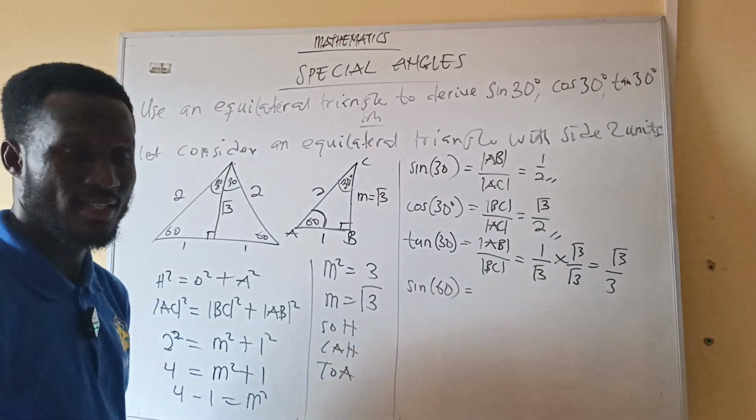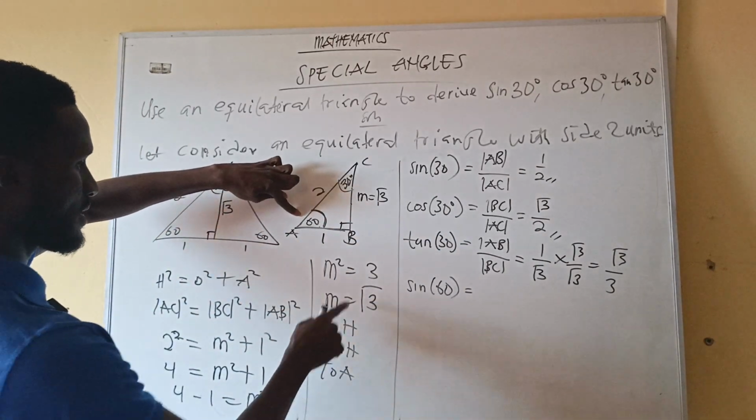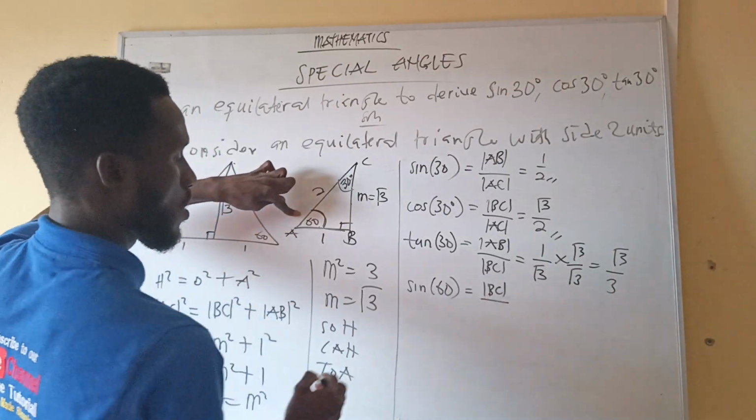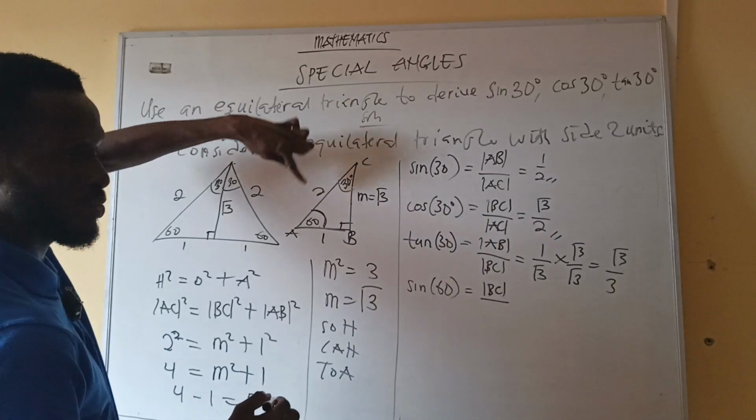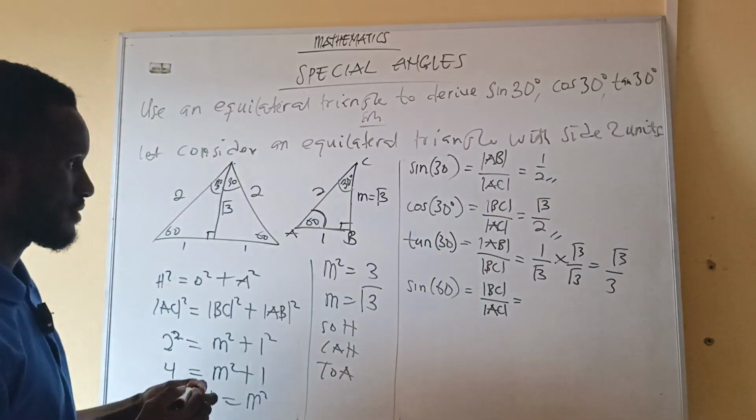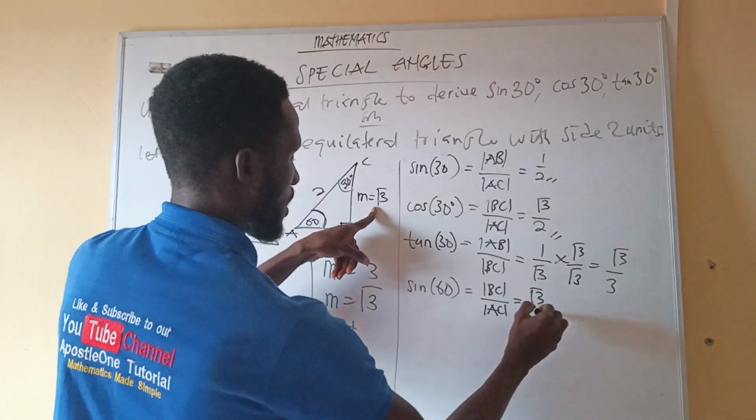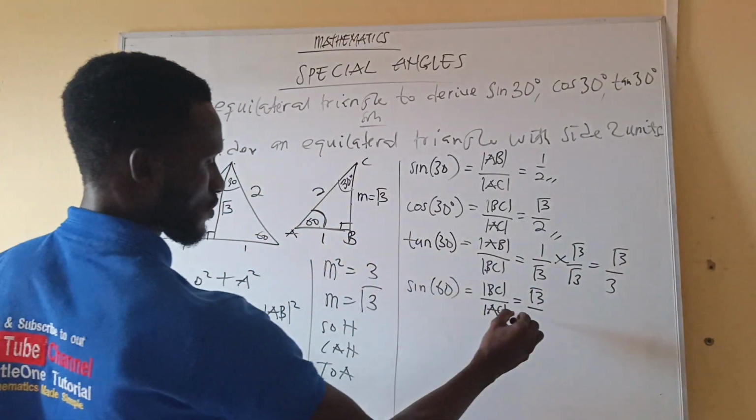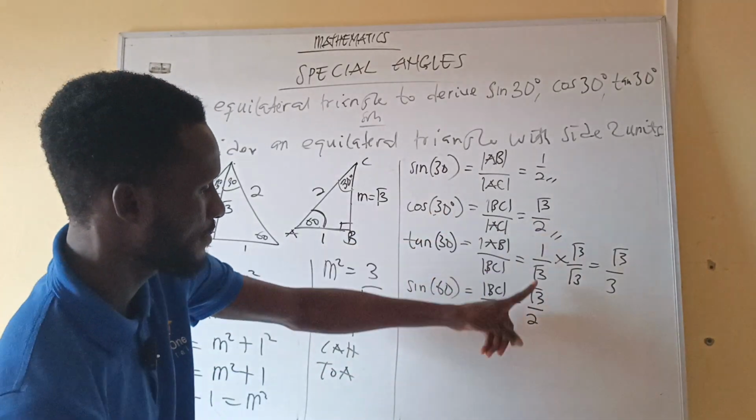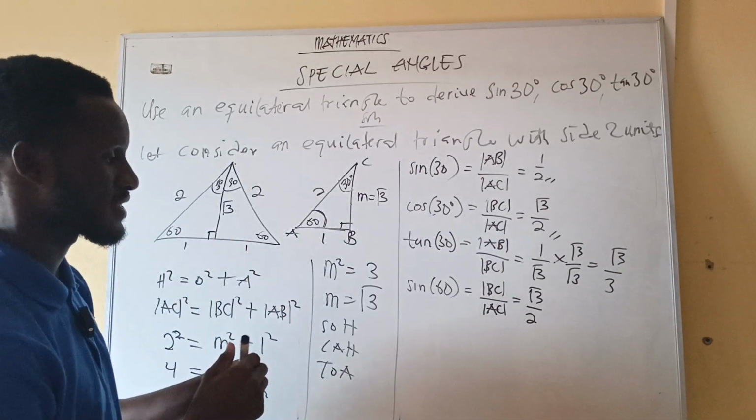Now let's look at this sine 60. So sine is opposite. The opposite here is BC over hypotenuse, the hypotenuse will be AC. Now BC is root 3, and then AC is 2. Can you see that sine 60 and then cos 30, they are the same? Yes, so sometimes you don't have to memorize, you're supposed to be able to understand.